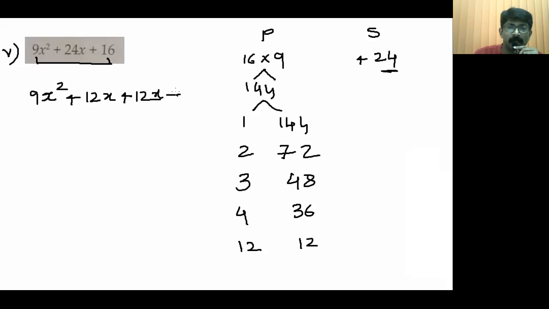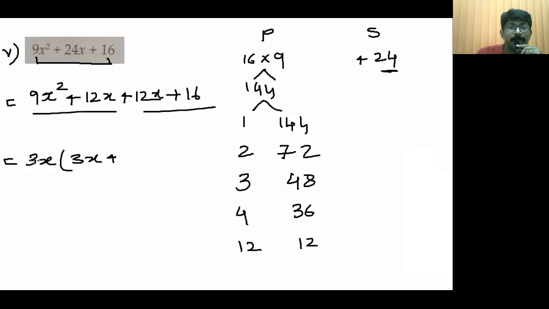Oh, sorry, I missed that. Plus 16. And now student, what I'm going to do from here, I'm going to make a pair, like this is one group, this is another group. Now from this, what you can do, 3x can be taken out common, so 3 3s are 9 and x times x. So that is 3x into 3x, it will turn out 9x square. Now 12x, if we divide by 3x, what will happen? 3 4s are 12. That's it, isn't it?